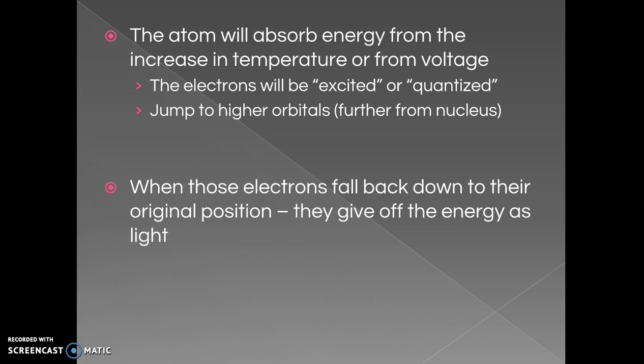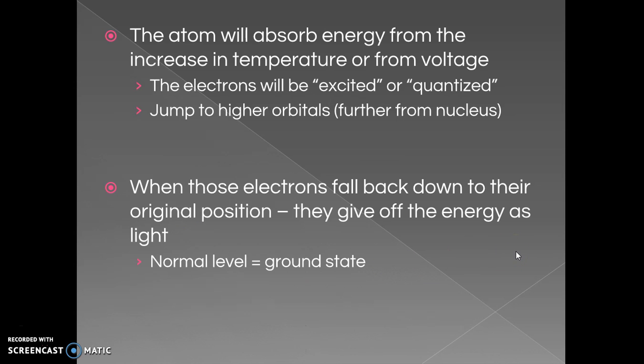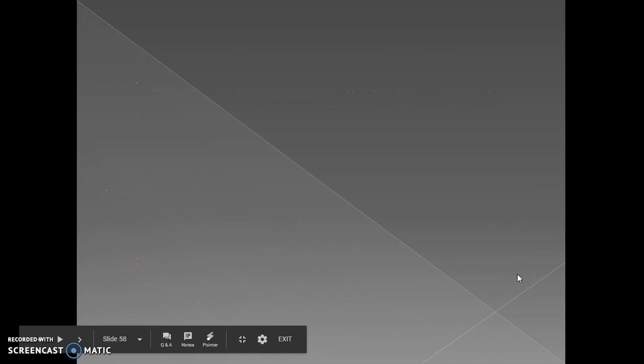When those electrons fall back down to their original position, when they're ready to go back to their ground state, they're going to give off energy, but they give off their energy as light. So we can get atoms to emit light. That normal level is the ground state. They jump to an excited state. And different colors of light come from different energies released.